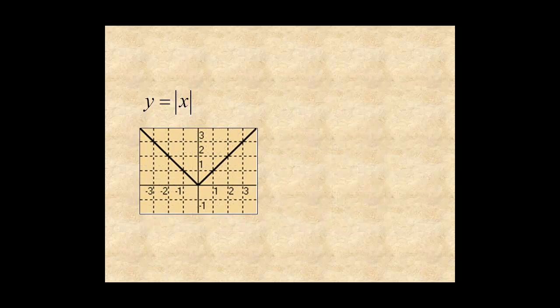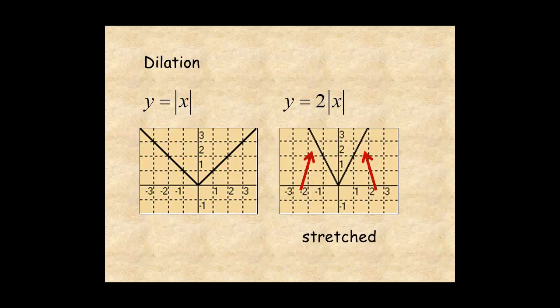If you multiply the function by a constant, the function stretches or shrinks in the vertical direction. This is called a dilation. For example, if you multiply the function by a number greater than 1, like 2, the graph stretches vertically. The legs are steeper with a slope equal to plus or minus 2.